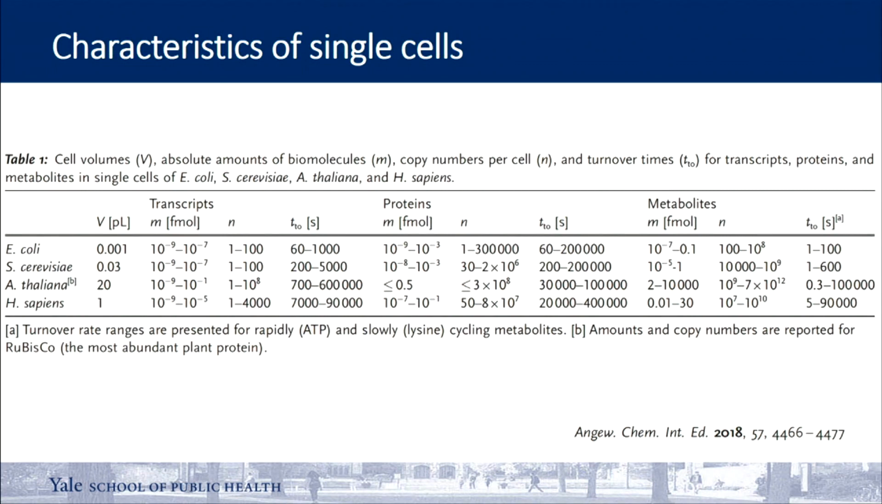So these are some of the characteristics which contribute to the challenges or advantages. This is from a fantastic review, which I will provide for background reading, which shows you cell volumes, absolute amounts of biomolecules, copy number, and turnovers for transcripts, proteins, and small molecules in single cells of E. coli, yeast, the plant Arabidopsis thaliana, and also the human. And you can see, at least in the human, we have quite a bit of volume in here, which is really important. And of course, the number of transcripts and everything, and the number of metabolites, which are tremendous.